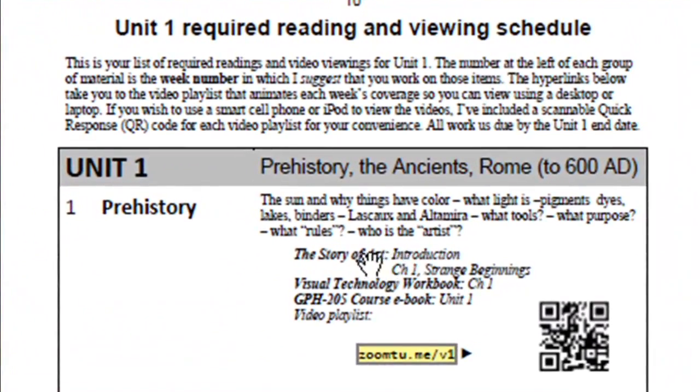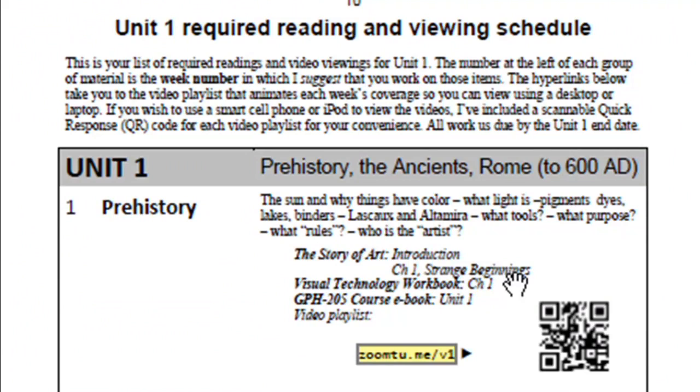You've got reading to do in the Story of Art. You've got reading to do originally indicated in the Visual Technology Workbook. However, I'm doing you a favor this term. The workbook that was originally specified is edition 2. My original plan was to have you do some assignments from there, and I would give you additional pages in this ebook that are actually part of the 3rd edition of the workbook.